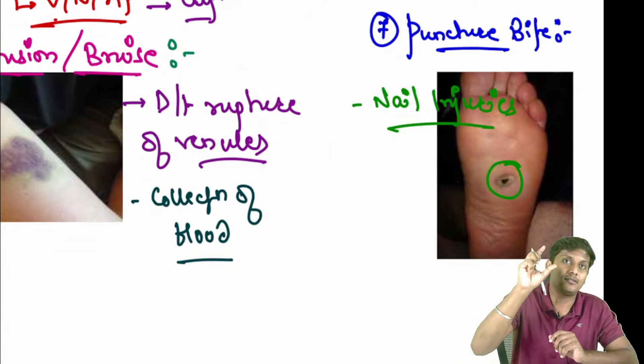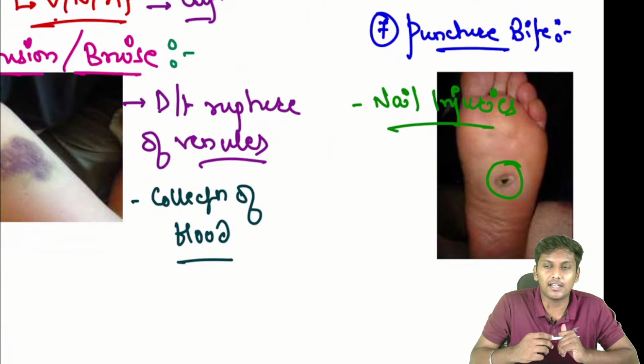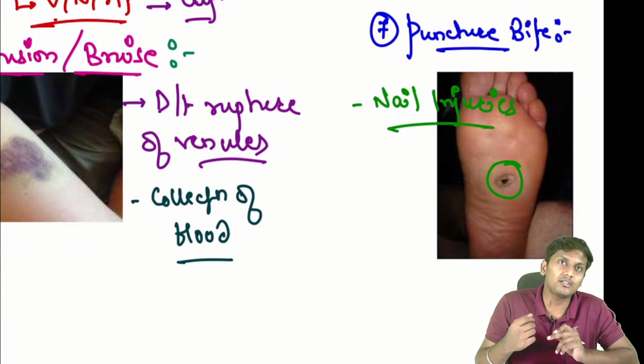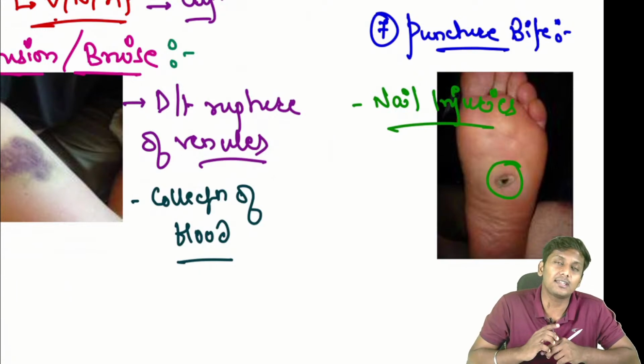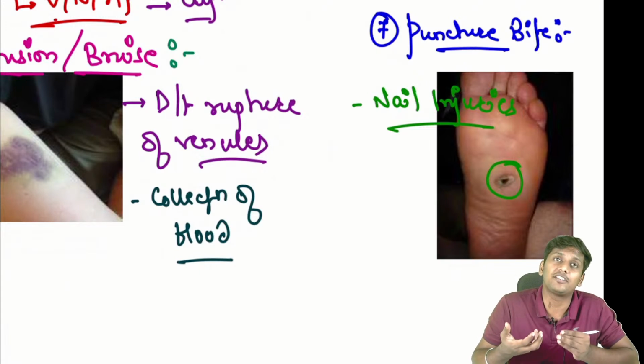Nail is keel. Because of an injury from a nail, definitely that nail could be rusted. Because of that there is a very high risk of tetanus and other infections as well.